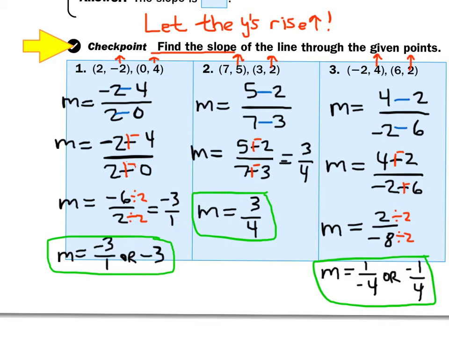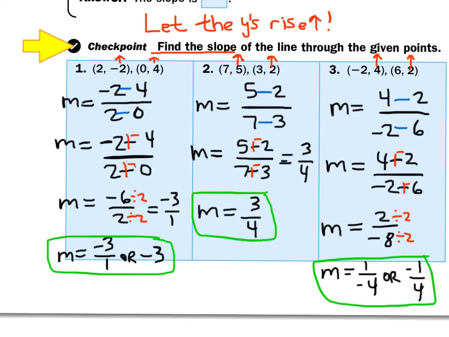Okay, take a look at number 2. Let the y's rise. So circle the 5 and let it go up. Circle the 2 and let it go up. So you get m equals 5 minus 2 on top and 7 minus 3 down at the bottom. And then add a line and change the sign. So 5 plus negative 2 is 3 on top, and 7 plus negative 3 is 4 on the bottom. So this just gives us a slope of 3 over 4. Okay, take a look at number 3.